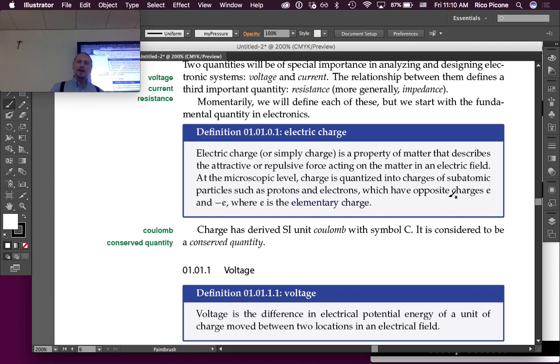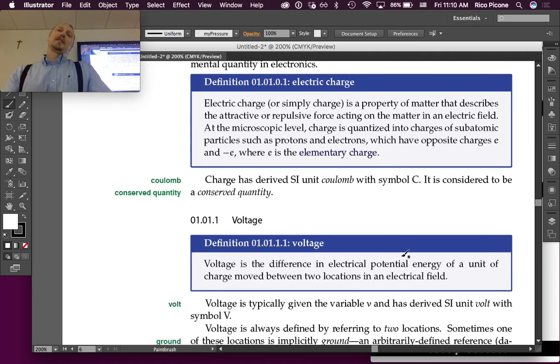At the microscopic level, charge is quantized into charges of subatomic particles, such as protons and electrons, which have opposite charges, e and minus e, where e is the elementary charge. In the PDF, that's a hyperlink to elementary charge, and it's like some really tiny number of coulombs. I didn't put it in there because I didn't want to muddy the water. You don't need to know that for any calculation that I plan to give you.